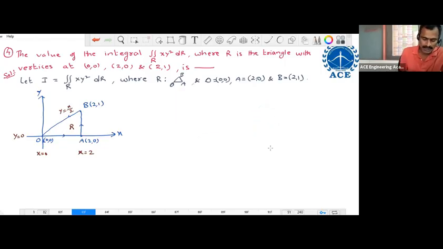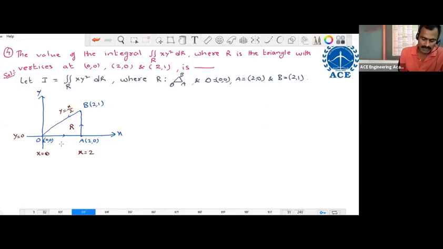Okay. Now to find the limits of the integral, I am drawing a line parallel to the y-axis. Our region starts from x equal to 0 and ends at x equal to 2. Between x equal to 0 and x equal to 2, the region is lying. So at any point of x from 0 to 2, we can draw a line parallel to the y-axis.